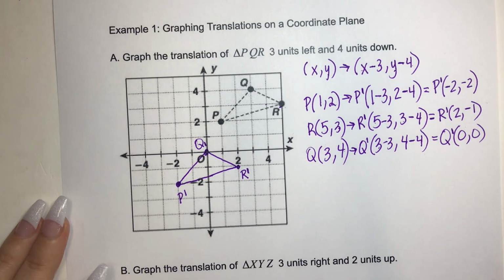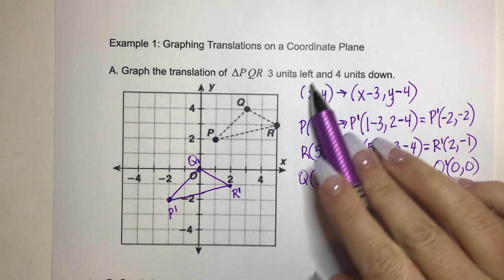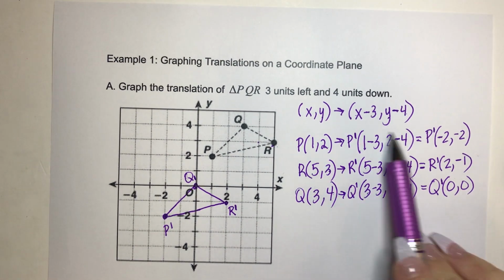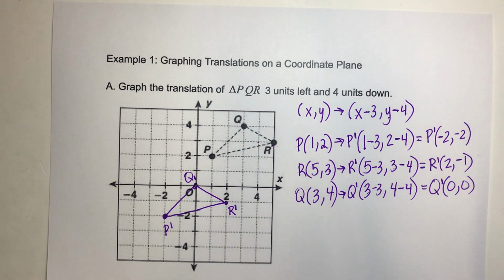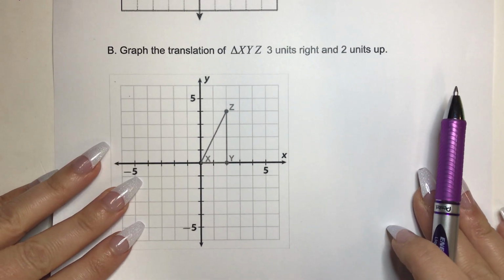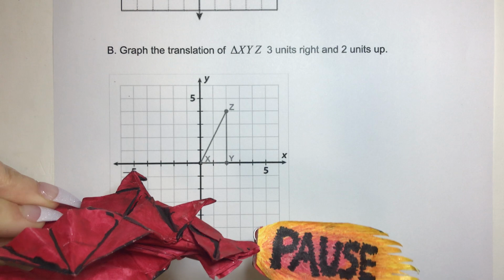All right. So now I want you to go ahead and try it on your own. Please show all your work here like I did. Or how about you try to write this rule first, right? Show your work and then graph the figure, okay? So here's B. And here's my friend, the pause dragon. Remind you to pause your device. Go ahead and work this problem out. When you get done, press play and we'll talk about it together. All right, see you in a bit.